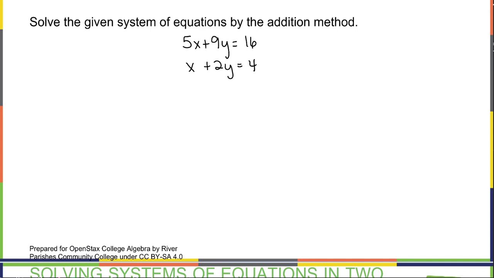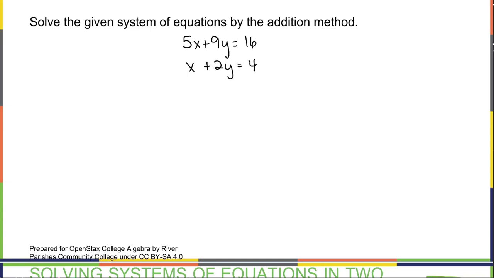Okay, so let's look at this example. Solve the given system of equations by the addition method. So first we're going to check to see if either of the variables have the same coefficients but opposites. For the x's, they're already lined up. The x and y are already on the left. The coefficient of the top x is 5, the bottom is 1, so they're not the same. Neither is the 9 or the 2. So what we can do is multiply one or both of these equations so that we can make the coefficients of one of the variables the same but opposite.